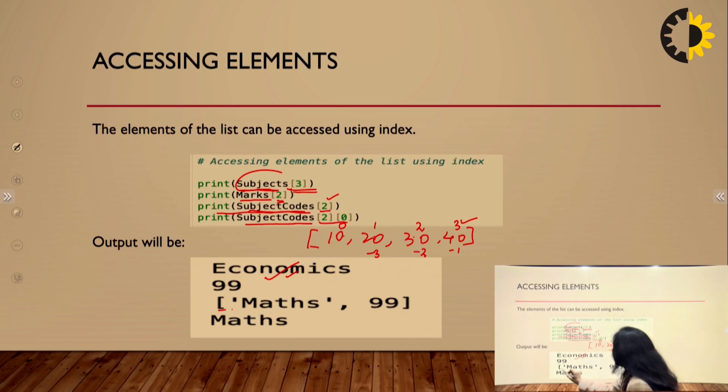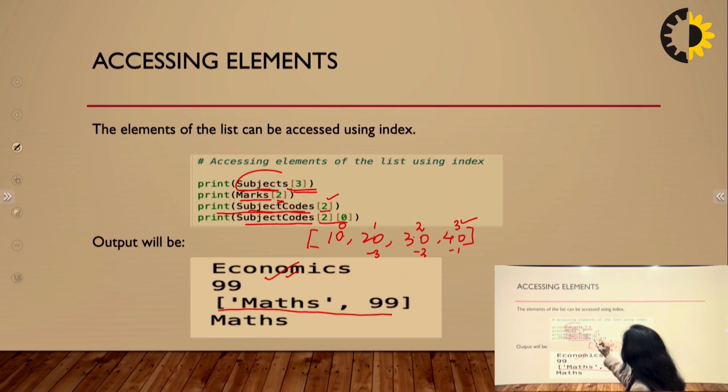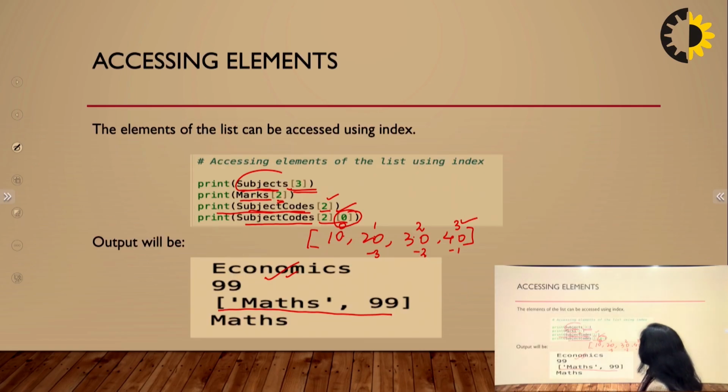So, we will get maths and 91, 99. And this one is asking for 2, and inside the 2, it has asked for the next index 0. So, that means 0, 1, 2, and it's asking not for this one but for this one. So, inside 2 it is 0 and it is 1. Okay. So, we will get the value maths.